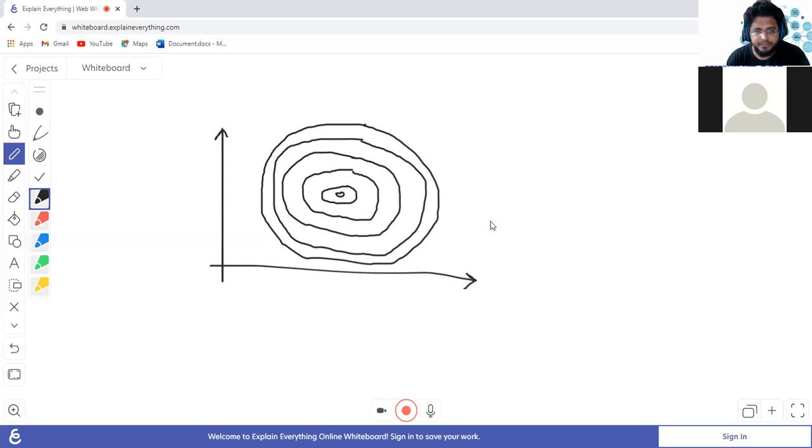Hmm, so this graph can also represent the top of a hill or the bottom of a pit. So how do we infer that? You infer it by looking at the values of each contour. If they are in descending order, then you are going down. If they are in ascending order, then you are going up.